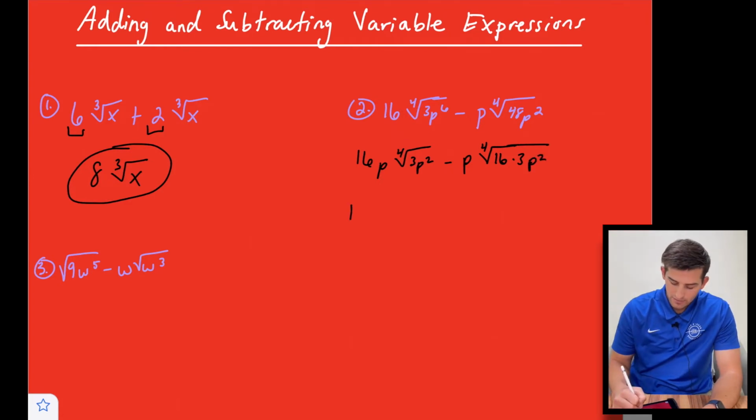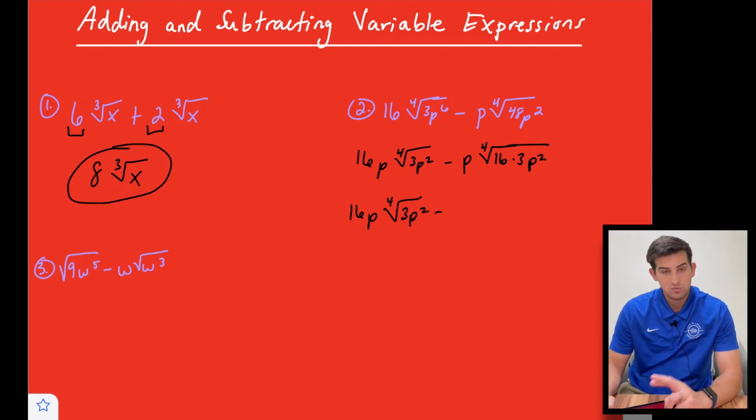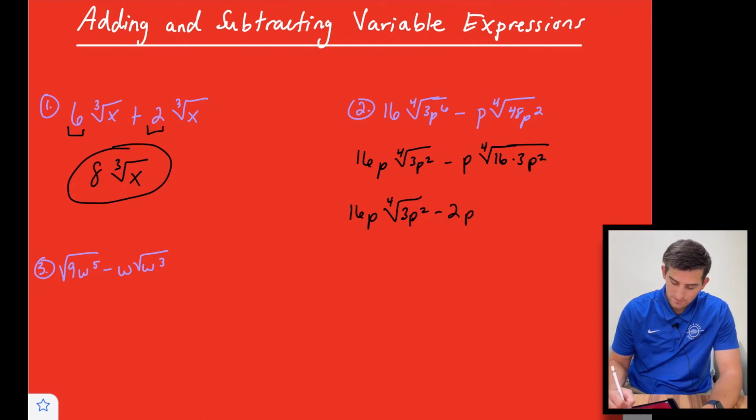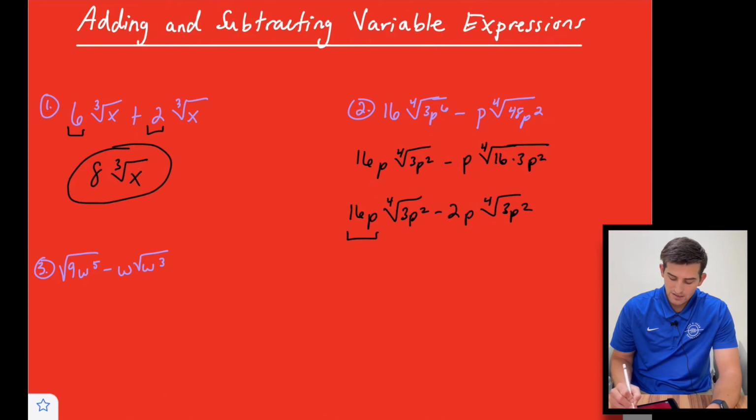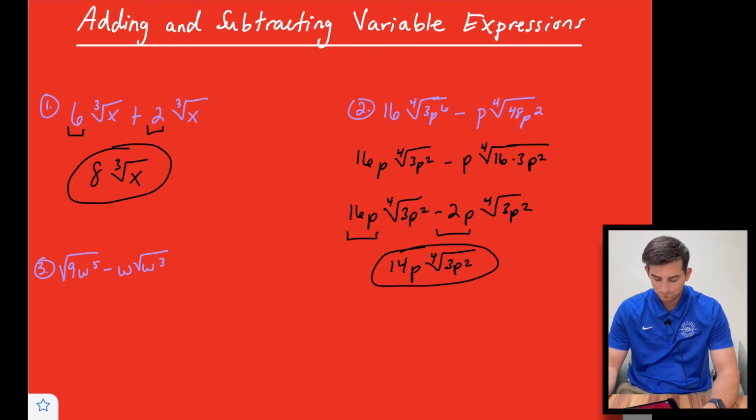Okay, so now I'm going to rewrite the first part, 16p, fourth root of 3p squared. But now the fourth root of 16 would be 2, so I can pull out a 2. So this would be minus 2p, and then the fourth root of 3p squared. So now we have 16p times the fourth root of 3p squared minus 2p times the fourth root of 3p squared. See how our index is 4 and our radicand is 3p squared. So now we can just take 16p minus 2p to get 14p, and then times the fourth root of 3p squared. All right, that would be our answer for number 2.